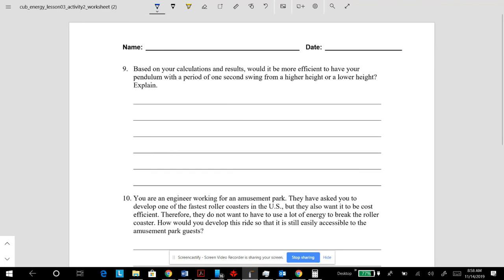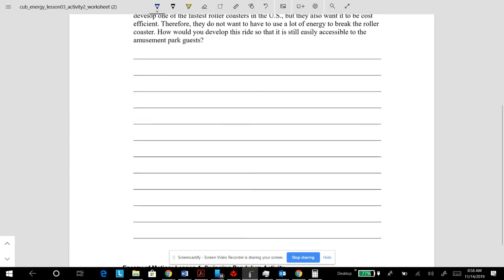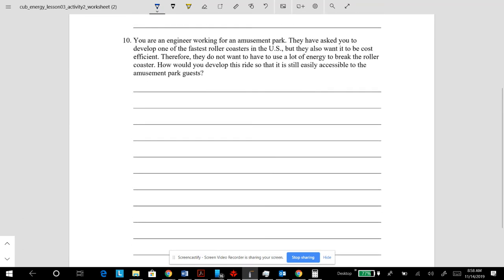So based on your calculations and results, would it be more effective to have your pendulum with a period of 1 second swing for a higher height or a lower height? I'll let you guys answer that short answer question. And then, you are an engineer working on an amusement park. They have asked you to develop one of the fastest roller coasters in the US, but they also want it to be cost efficient. Therefore, you do not want to use a lot of energy to brake the roller coaster. How would you develop this ride so that it's still easily accessible to the amusement park guests? I'll let you guys answer that as well. It's a short answer question.